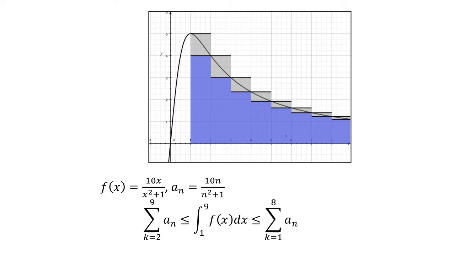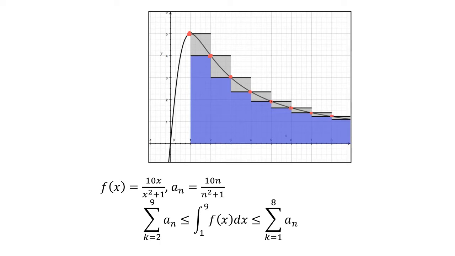So what I have here is the function 10x over x squared plus 1. That's a continuous function, in fact, because the denominator is never 0. And then we have a sequence whose terms match the function at the whole numbers. So I'm going to go ahead and plot the y values at the whole numbers, and then we're going to make some observations.